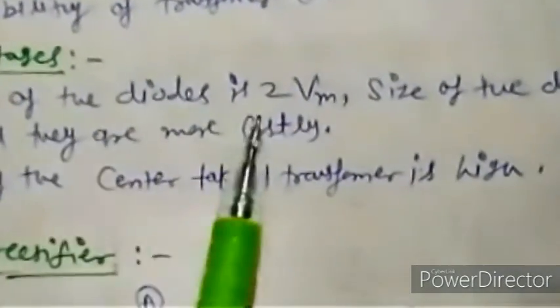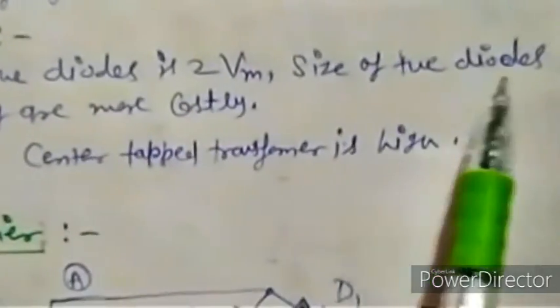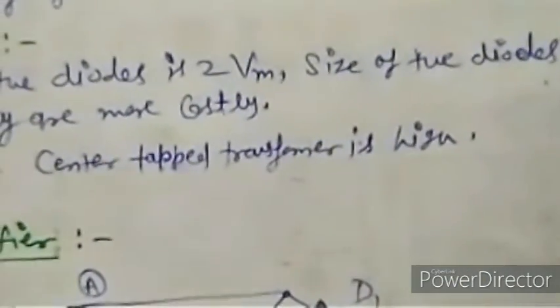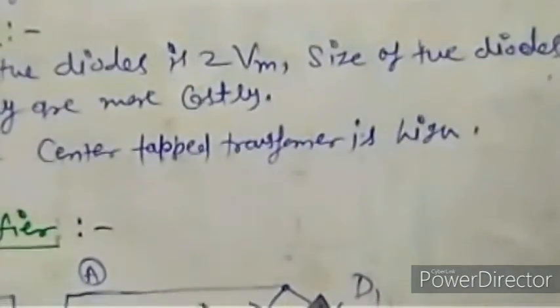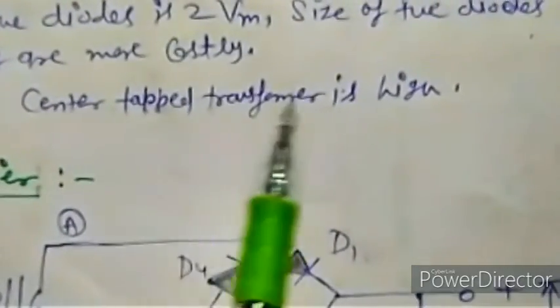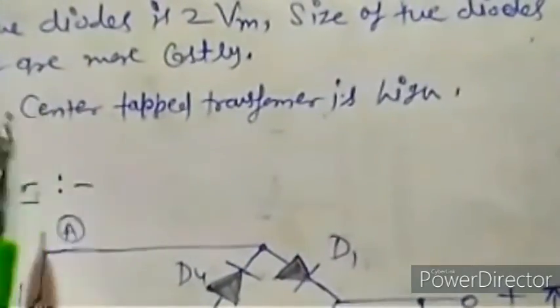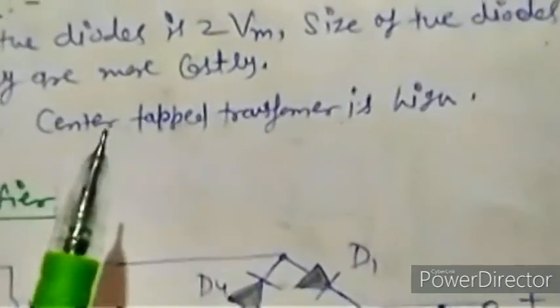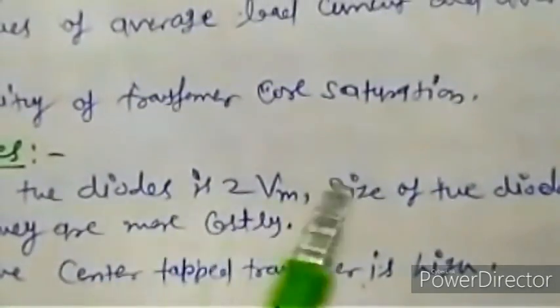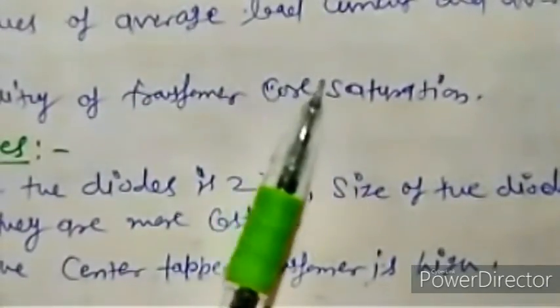The disadvantages are that the PIV of the diodes is 2Vm, the size of the diodes is larger and they are costlier, and the cost of the center tap transformer is very high. These are a few of the advantages and disadvantages of the full wave center tap rectifier circuit.